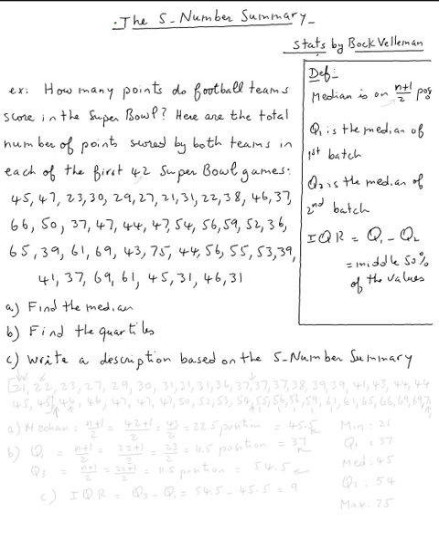So for question 1, find the median. Let's look at the definition. The definition says to find the median, it's always going to be on the n plus 1 over 2 position. But before we do that, we need to put them in order. So let me just put all the numbers in order. The numbers in order would be 21, 22.